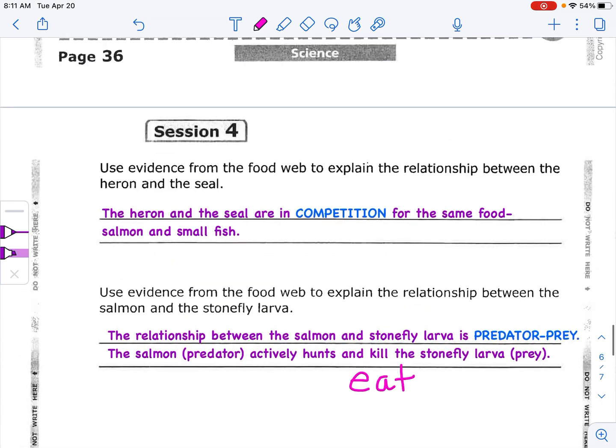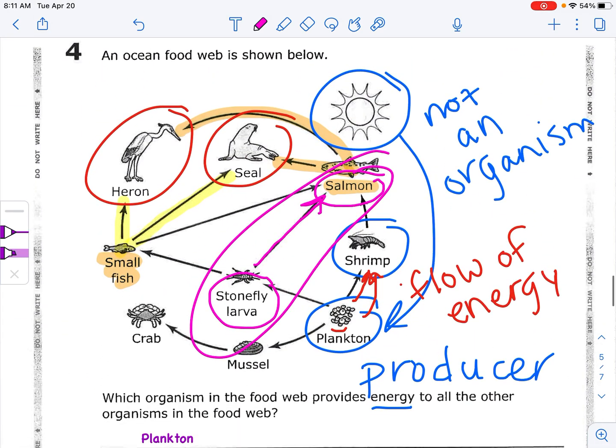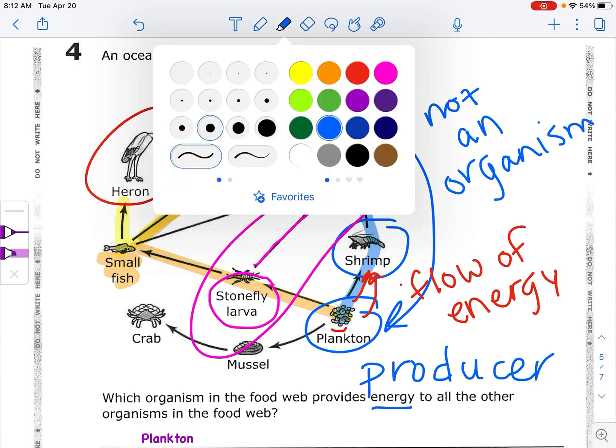All right, and that looks like it's it. So bottom line with this is that a food web is going to show many feeding relationships within an ecosystem. So we could back up and we could see that here is one food chain: plankton, stonefly larva, small fish, seal. All right, so that's one. And we also have others. We could go plankton, shrimp, salmon, seal. That's another food chain. And let's do one more.